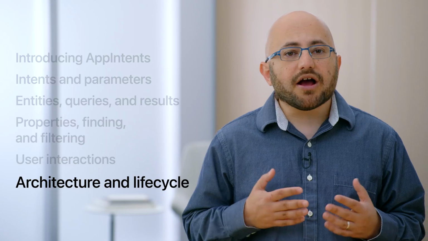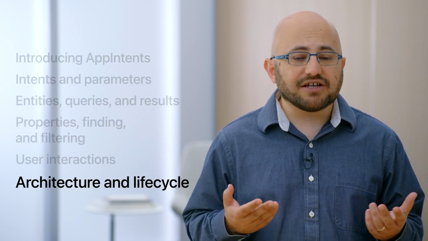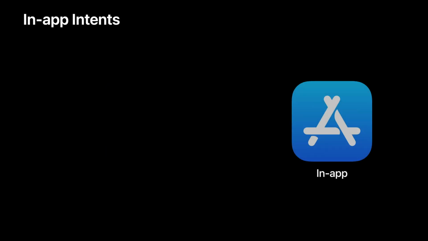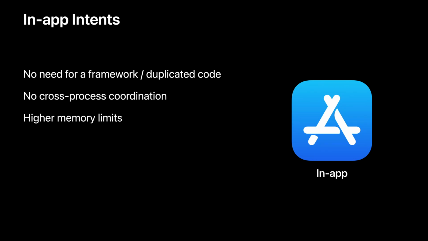Before I leave you, there are a couple aspects of the AppIntent's architecture I want to cover, which you should know as you adopt the framework. There are actually two ways to build your AppIntents, within your app or in a separate extension. Of these, implementing intents directly in your app is the simplest. This is great because you don't need a framework or to duplicate your code. And you don't need to coordinate across processes. Using your app also gives some higher memory limits, and it gives you the ability to do some kinds of work that are harder from an extension, like playing audio.